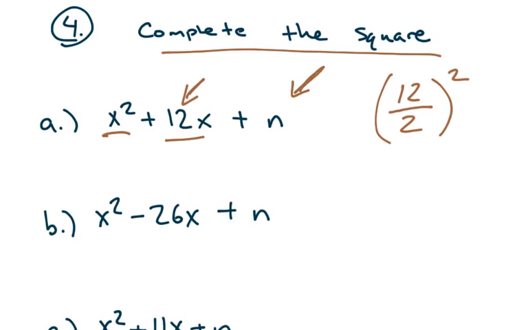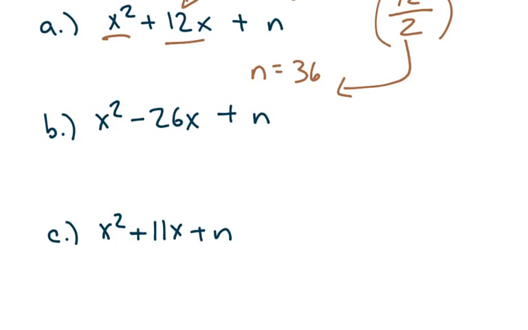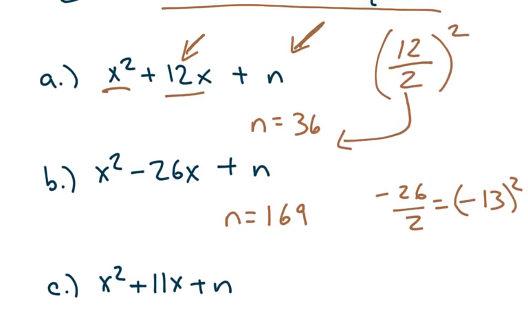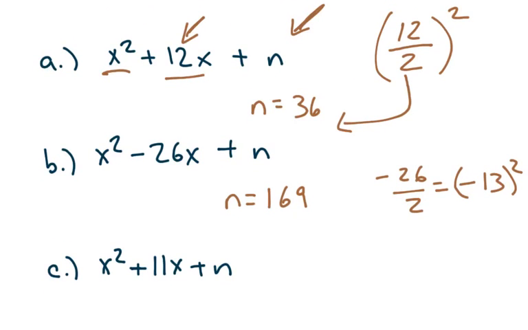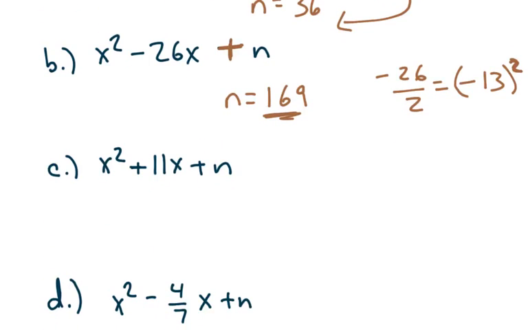But in the meantime, we're going to say, what is n equal to? N is equal to this, so 12 divided by 2 is 6. 6 squared is 36. Okay? So negative 26, we take that number, we divide by 2, that gives me negative 13, and then I square it, which will give me n to be 169. 13 squared is 169. Notice that the back will always be positive, because you're going to square it, and hence the result will become positive.